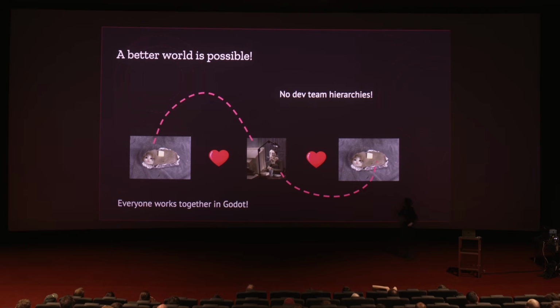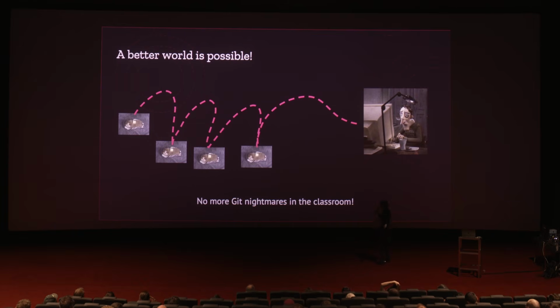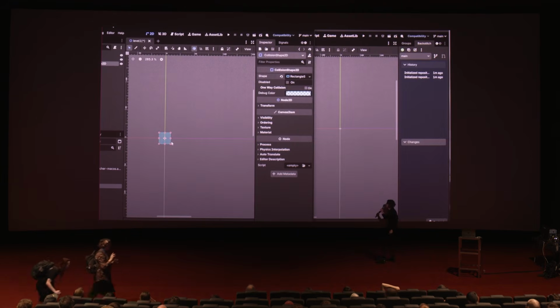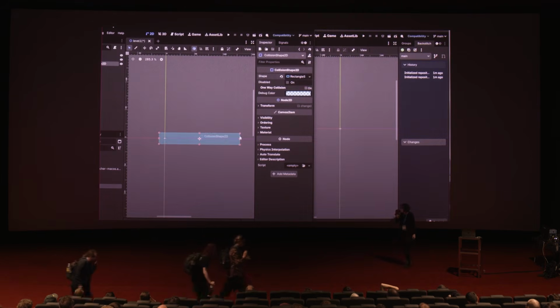We think there need not be any dev team hierarchies, no tyranny of the artist, no tyranny of the programmer, where everyone can work together in Godot and all be friends again. Or in a classroom, there need not be Git nightmares. Everyone can just work together. Introducing Backstitch, which is a real-time version control plugin for Godot.